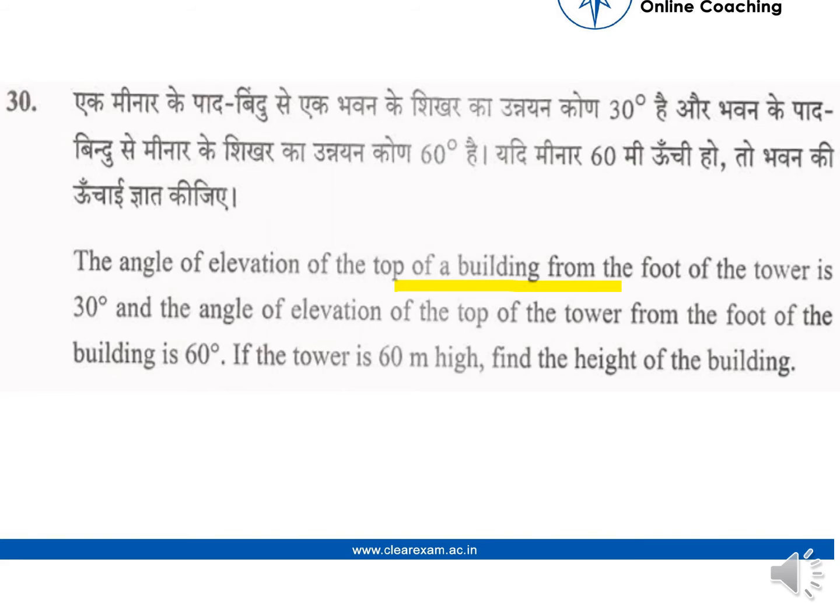So what we have been given here is the angle of elevation of the top of the building from the foot. Consider this as a building. Now the angle of elevation from the foot of the tower is 30 degrees. This angle is given as 30. Now the angle of elevation of the top of the tower from the foot of the building is 60 degrees.